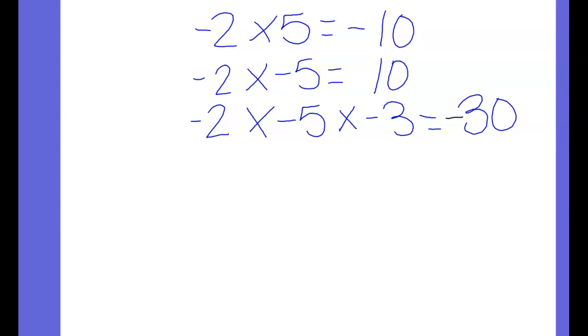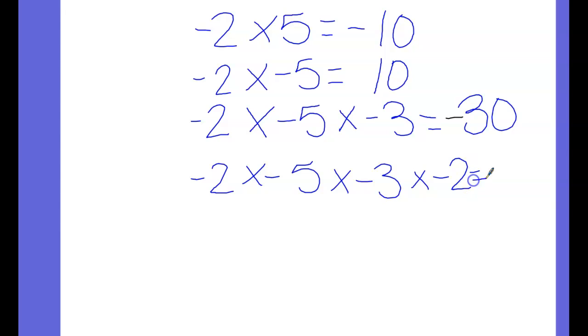What if I have negative 2 times negative 5 times negative 3 times negative 2 again? You can tell me the answer. Shia, what do you think? Oh, that'll be 60. 60? Positive or negative? Okay. Do we agree with her? Hold on. Yes, I agree.